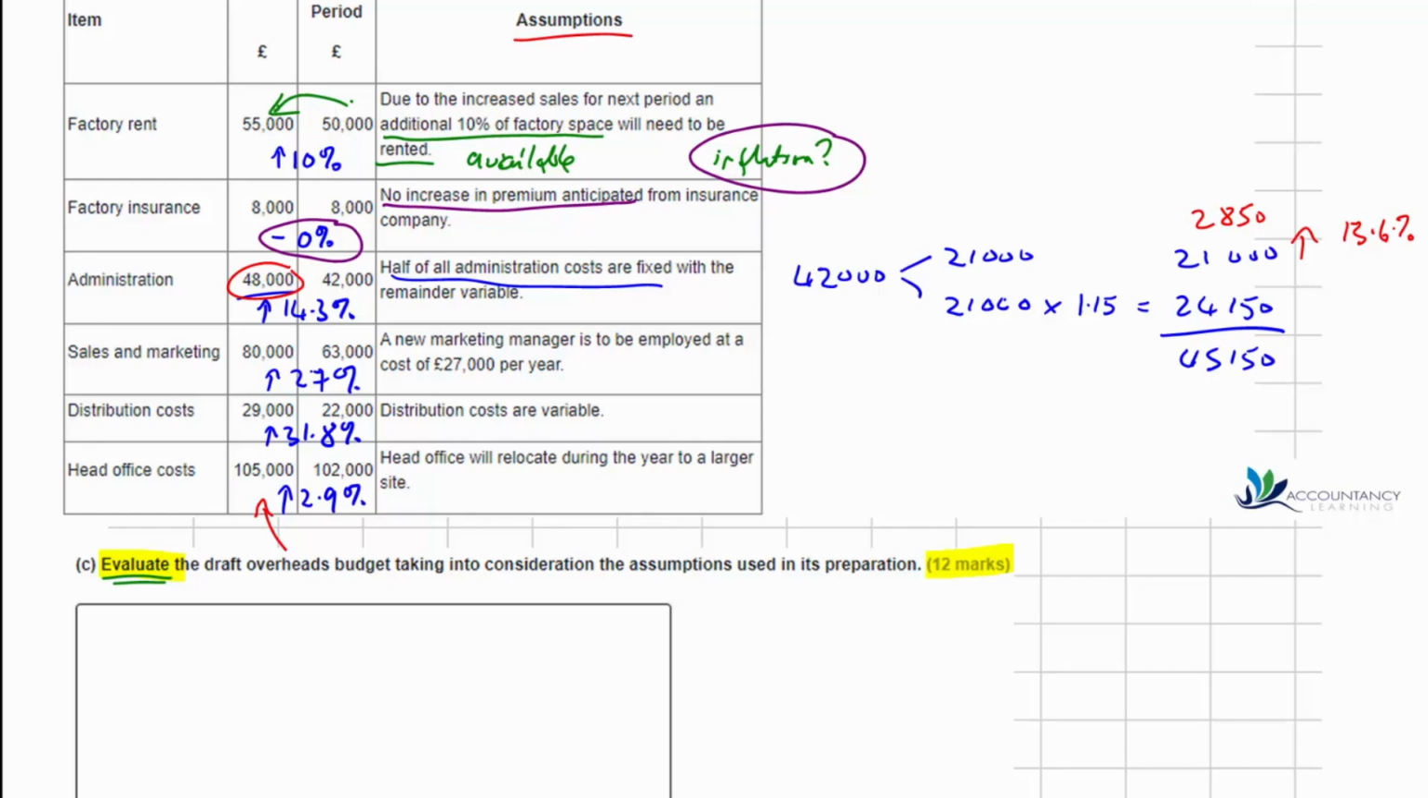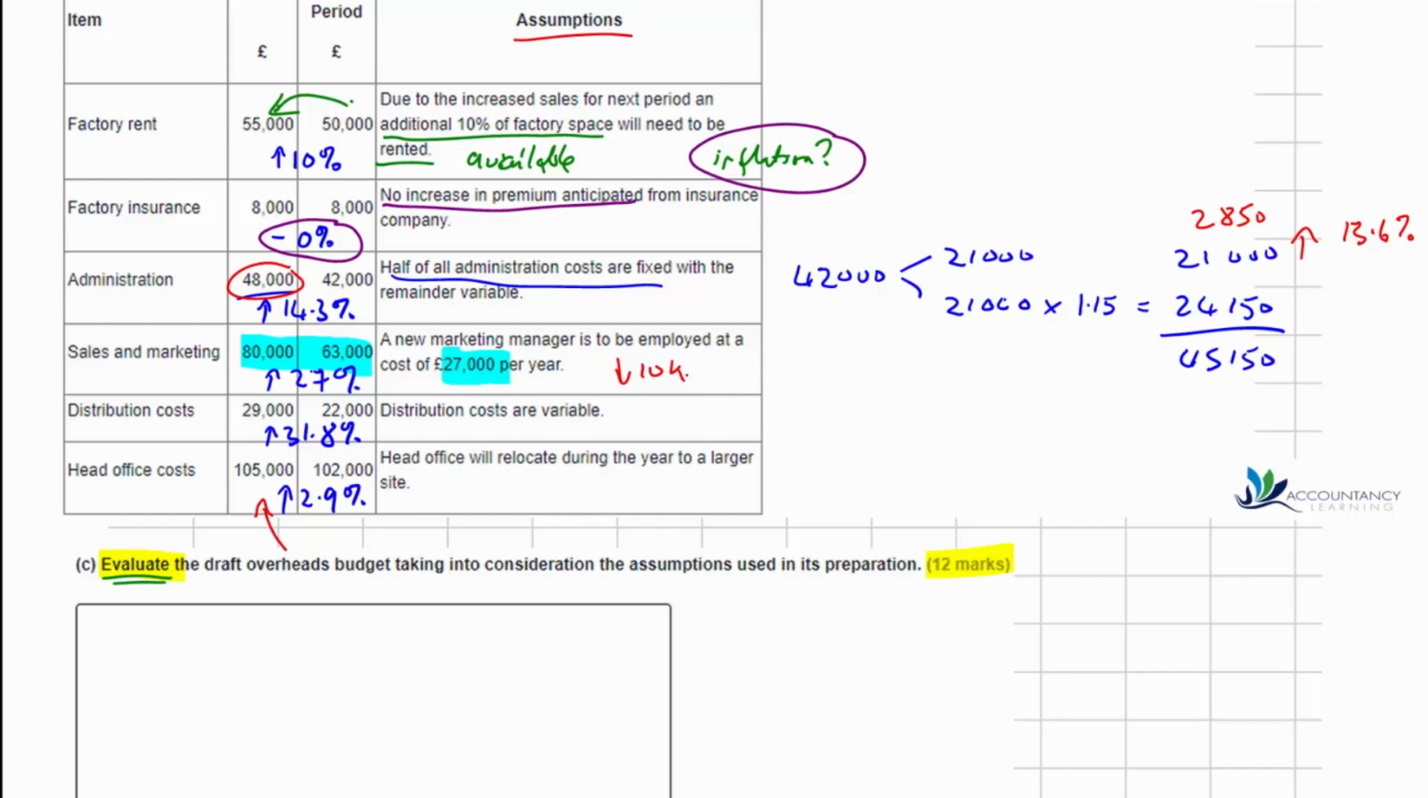Next, we have our sales and marketing, and it tells us that they're planning to have a new marketing manager of 27,000. But notice that the difference between this year and last year amounts to 17,000. So it looks as if there is a planned 10,000 reduction in their basic marketing expenditure, and there's also going to be this 27,000 increase because of their new marketing manager.